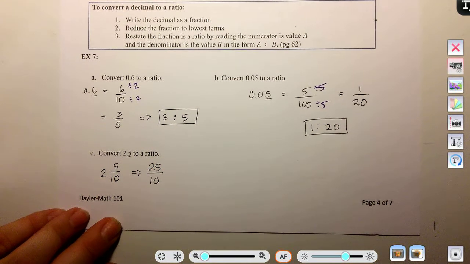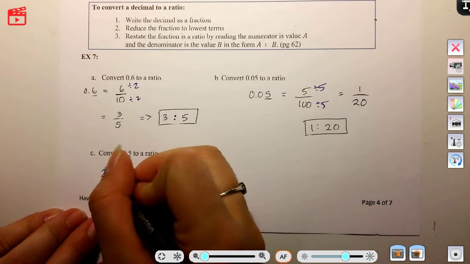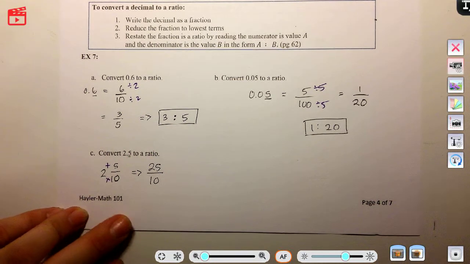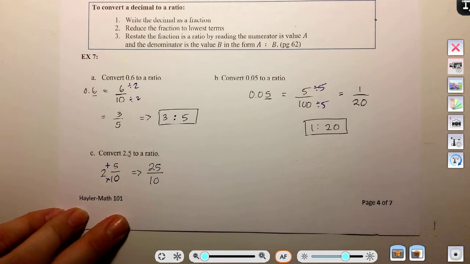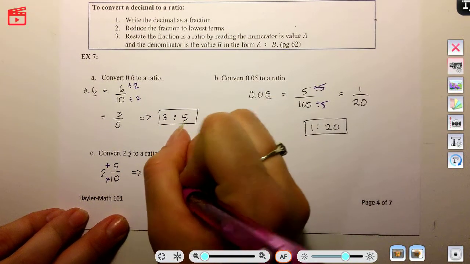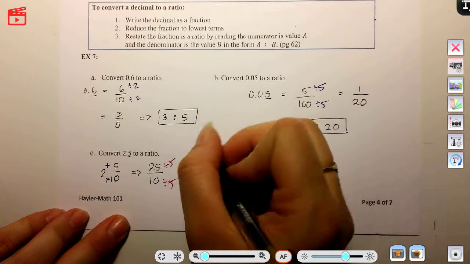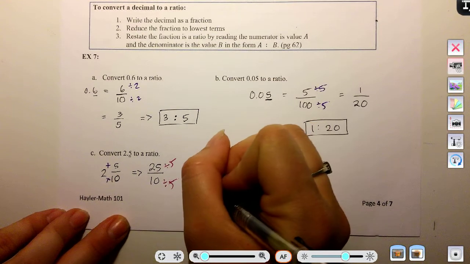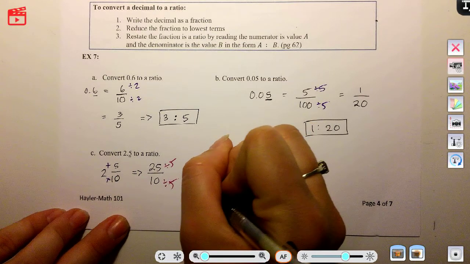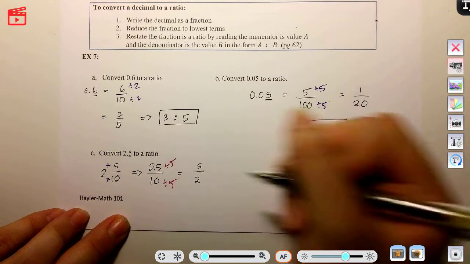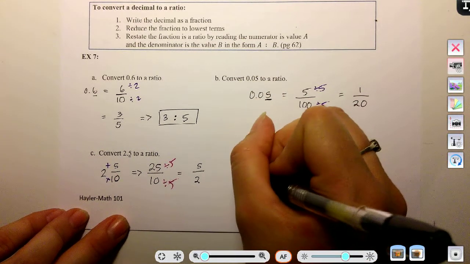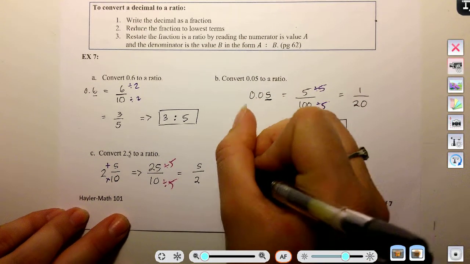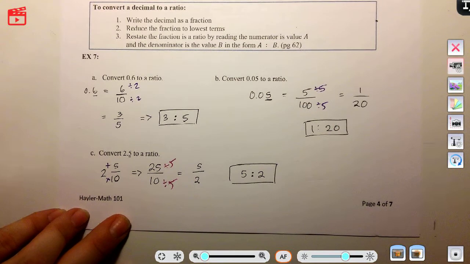Okay, so real quick, in case you missed that, I converted the mixed number into a fraction. Now let's see, can I simplify? Well, they're both divisible by 5. That's going to be 5 over 2. There we go, our simplified fraction. So finally we can write a ratio, 5 to 2. And we are done.